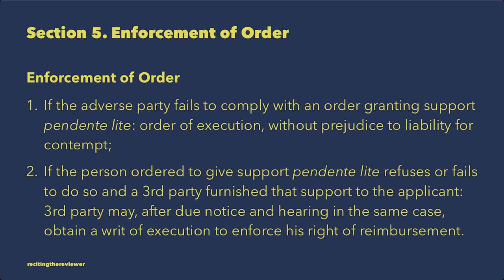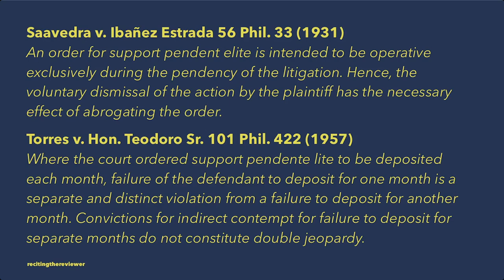So, as an example, if person A is ordered to give support pendente lite to person B, but another person, person C, it could be the mother, or anybody, furnished that support to person B. Now, person C may, after due notice and hearing in the same case, obtain a writ of execution to enforce his right of reimbursement from person A. Okay, so here are several jurisprudence cases held in court.